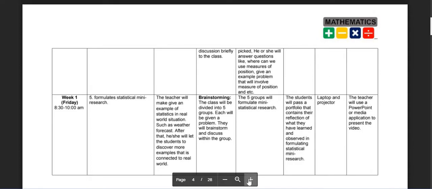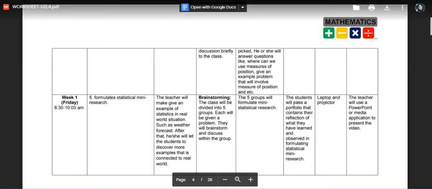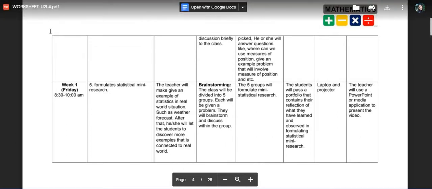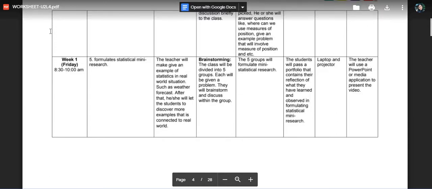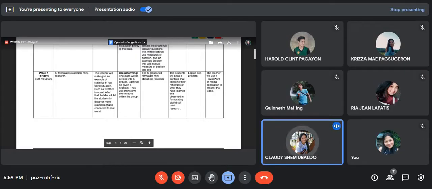formulate statistical mini research. For contextualization, the teacher will make an example of statistics in a real world situation such as weather forecast. After that, he or she will let the students discover more examples that are connected to the real world.